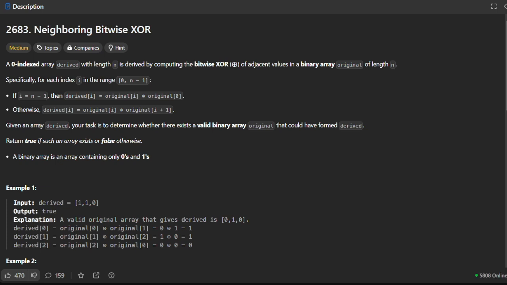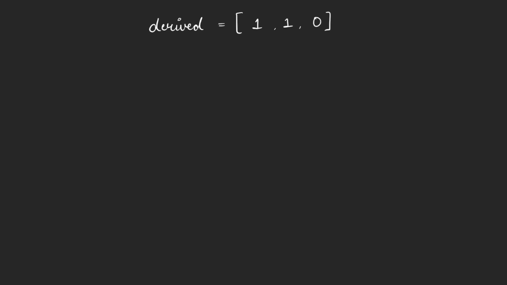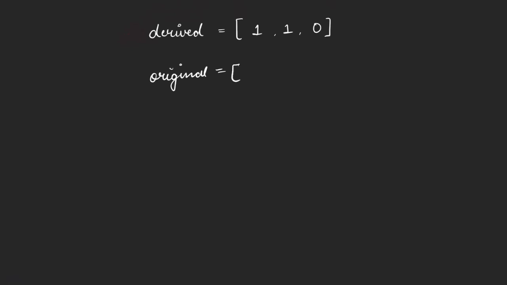Given an array derived, your task is to determine whether there exists a valid binary array original that could have formed derived. Return true if such an array exists, or false otherwise. So what they are saying is that in the input, we are given an array known as derived. This array derived has been created from an array known as original, which is a binary array. That means it consists of only zeros and ones, right? So there would be some values in that original array.